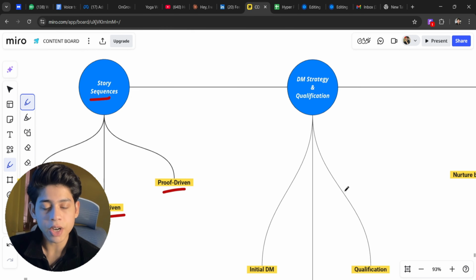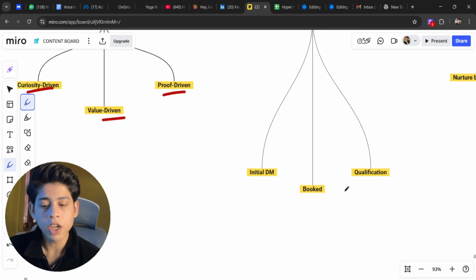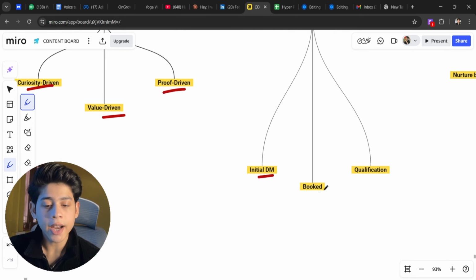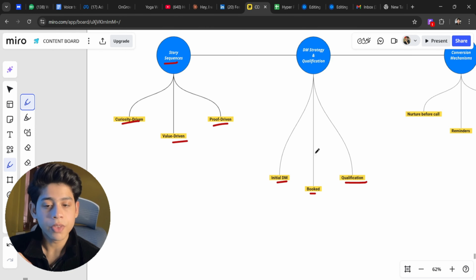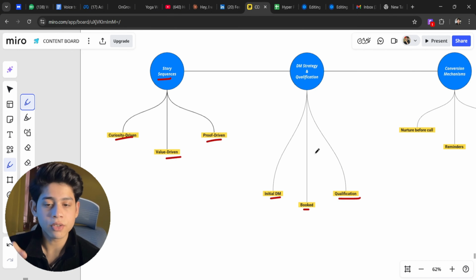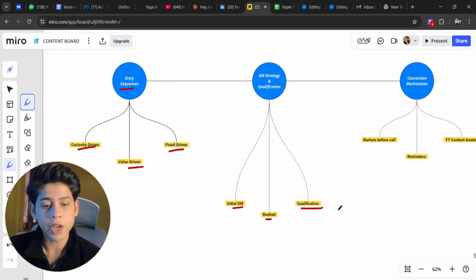We also use DM strategy and qualifications. So we do initial DM and we do qualifications and we book them, right? So this is the DM strategy and qualification. So we have proven messaging frameworks that we use for this, for the initial DM, for the qualifications, and a final call to action.